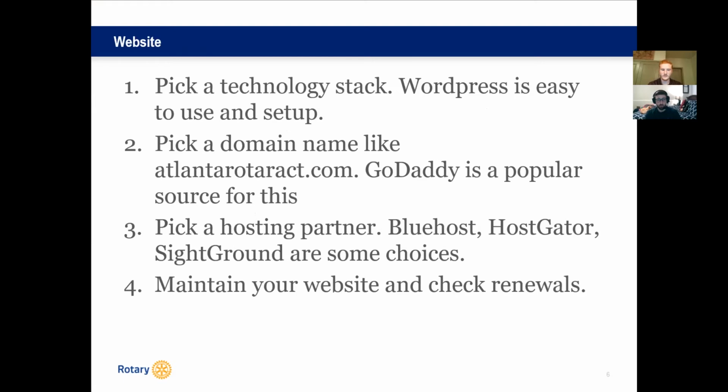But once you do your website, once you have a technology picked and maybe started playing with it locally, and you're ready to get going, you want to pick a domain. So what is that? That's like us, AtlantaRotaract.com. That would be our domain. And GoDaddy is a very popular source for this. The prices for domains can range about $20 to $30 a year. But just remember that each different domain is a separate fee. So AtlantaRotaract.com and AtlantaRotaract.org would be separate domain fees.